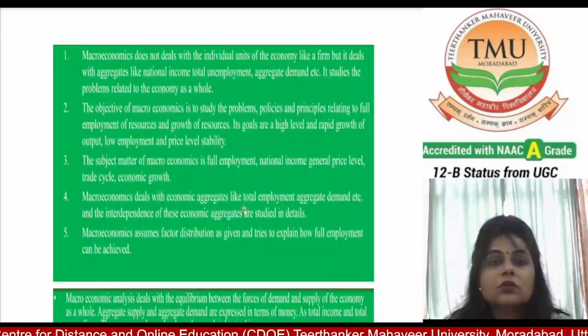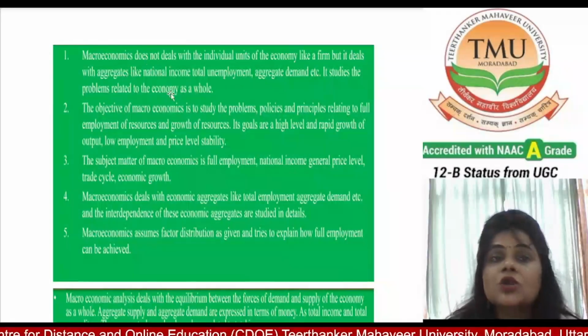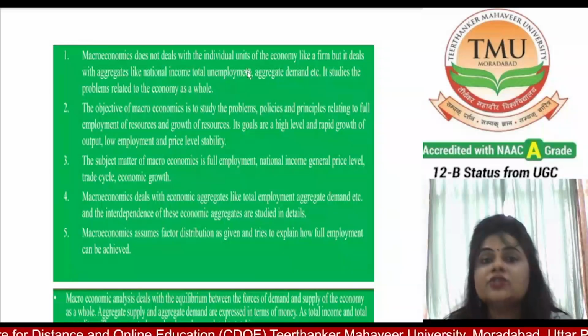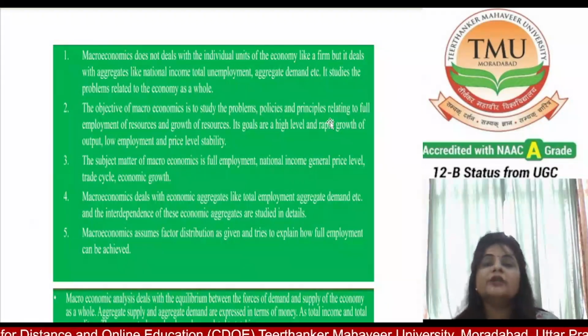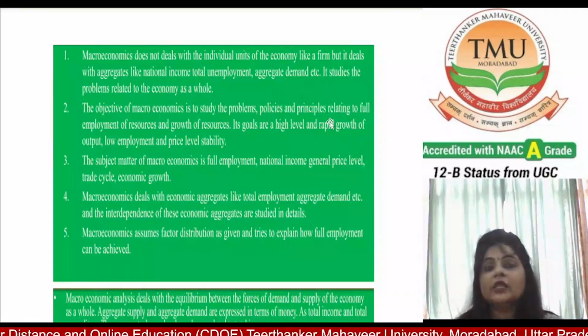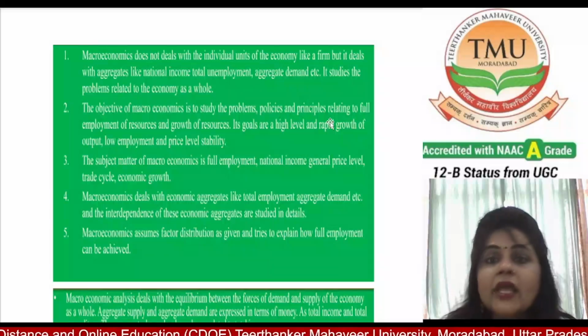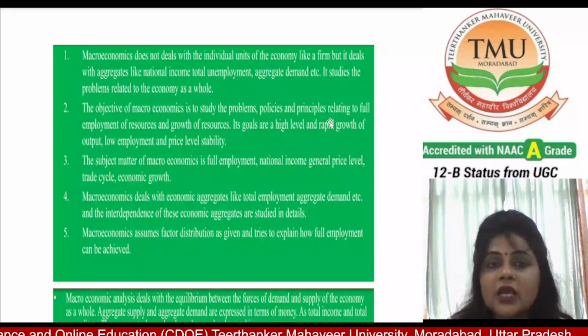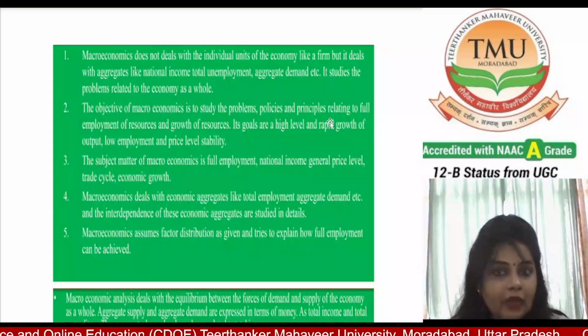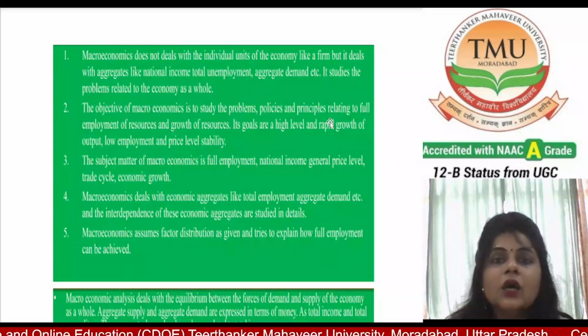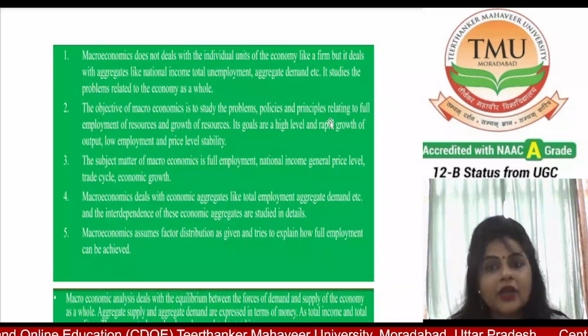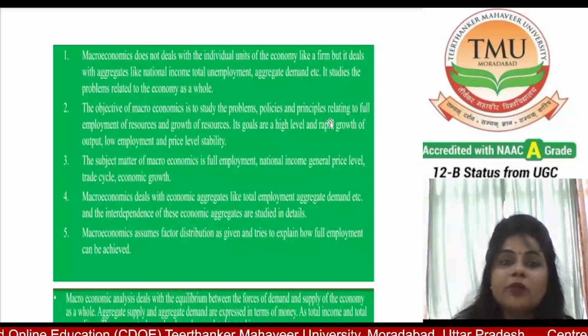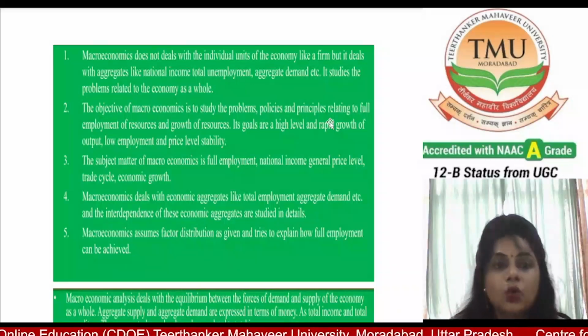Now, macroeconomics does not deal with the individual units of the economy. Individual units like firms are studied in microeconomics, but macroeconomics deals with aggregates like national income, total unemployment, and aggregate demand, etc. It studies the problems related to the economy as a whole.